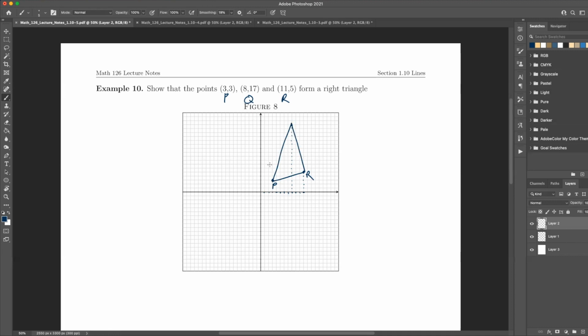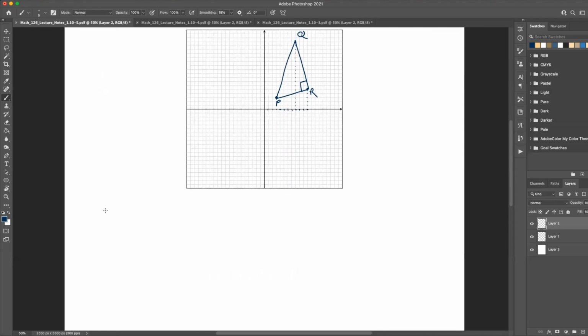So how do I know? Show that these points form a right triangle. Right, this is Q. Okay, so in order to do that, we're going to assume that this is probably the right angle here. This one doesn't look like the right angle. This one doesn't look like a right angle. So how do we do that? We're going to have to show the line segment PR is perpendicular to the line segment QR. So QR and PR are perpendicular. So we just want to find the slope of these two.